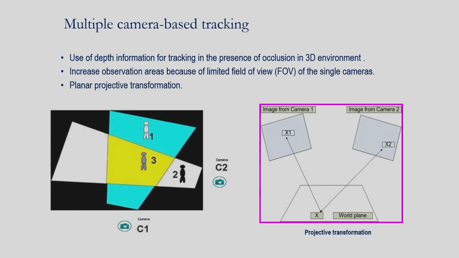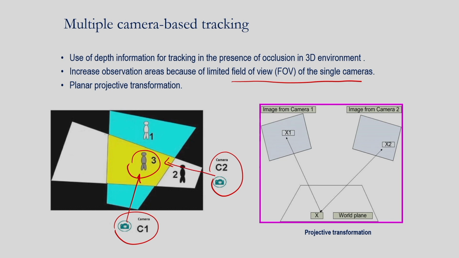Already I have shown the video, and also briefly I will explain the concept of the multiple camera based tracking. So what are the advantages of multiple camera based object tracking? One important advantage is that the field of view can be increased. In this case you can see I am considering one camera C1, another camera is C2. So this person is visible by both the cameras. This camera can see this person and this camera can see this person, and you can see the field of view increases because of the use of two cameras.